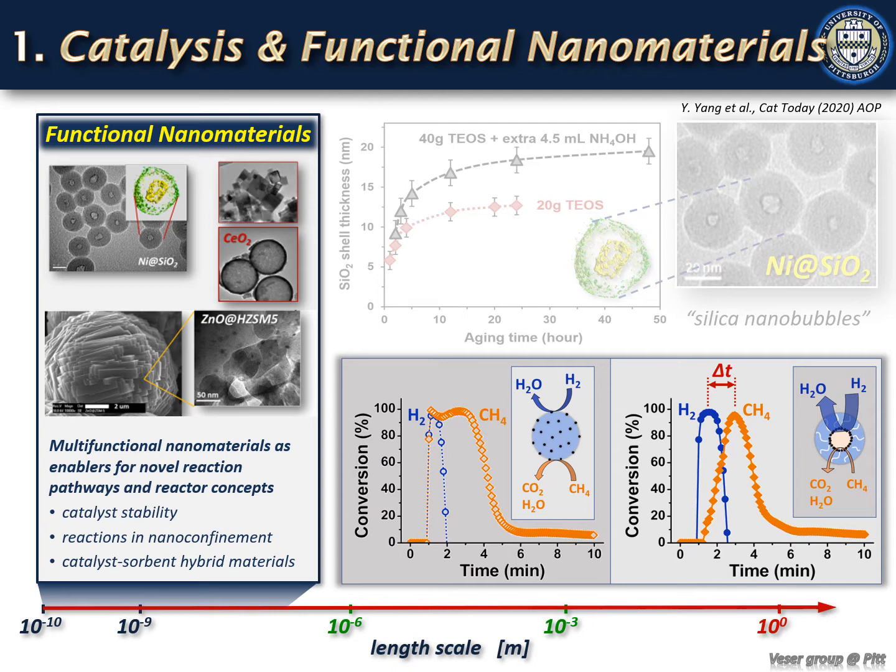Here we are looking at the oxidation of a hydrogen-methane mixture. In the left graph, you can see that over a conventional nickel catalyst, hydrogen and methane are converted at similar rates, as indicated by the identical steep increase in conversion. If we instead use a nickel silica nanobubble at otherwise identical conditions, as shown in the right-hand graph, the conversion of methane is now significantly delayed. That is, we can introduce selectivity in the catalytic reaction without any changes in the chemical composition of the catalyst itself, purely by nanostructuring the material.